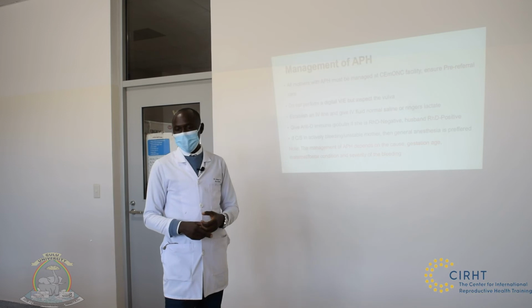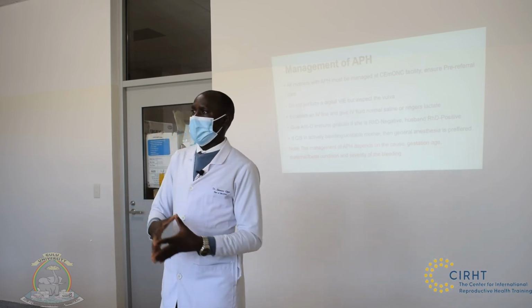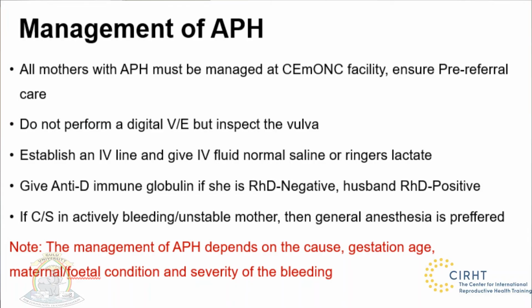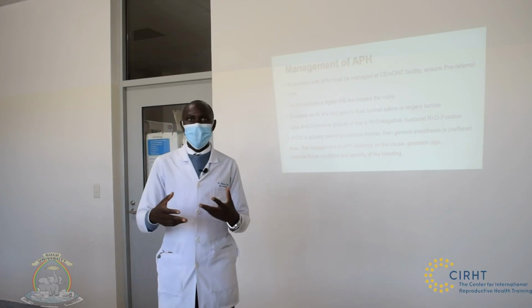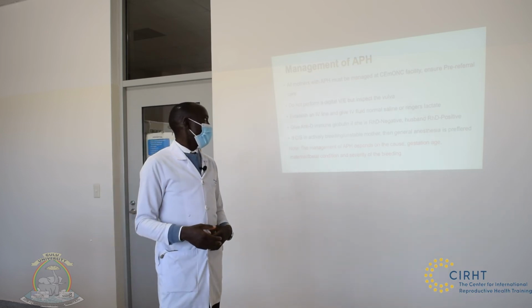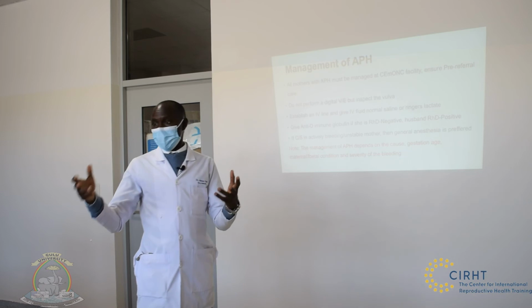What I've added, which is of importance, is that you make sure you give these mothers anti-D immune globulin if the mother is rhesus negative, while the husband is rhesus positive, because there's a possibility of having a baby who is rhesus positive, and so we don't want alloimmunization to occur.